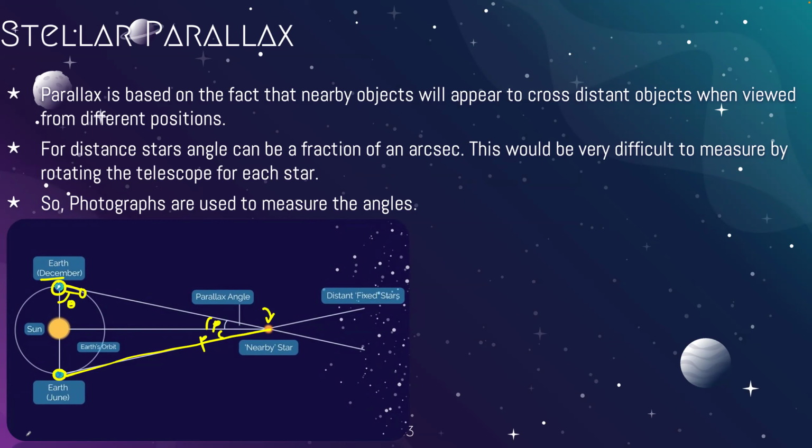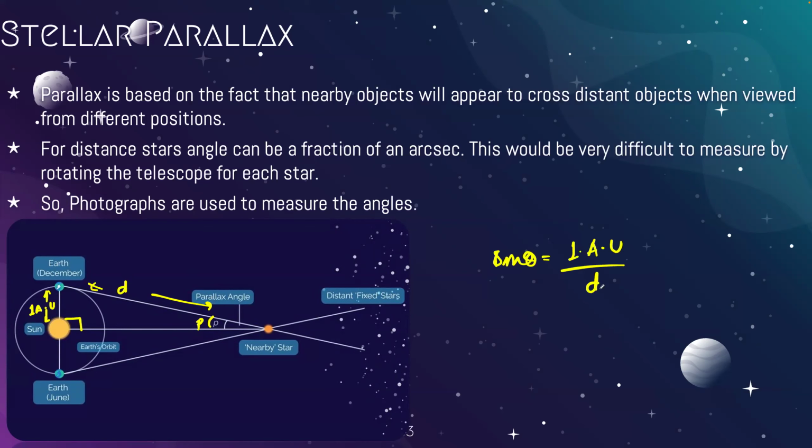By knowing this parallax angle and knowing the distance between Earth and Sun, that is one of the sides, let me call it one astronomical unit, can we find this distance, the hypotenuse of this right angle triangle? Yes, we can find it out. I can use sine theta equal to the opposite side, which is one astronomical unit, divided by the hypotenuse, distance d.